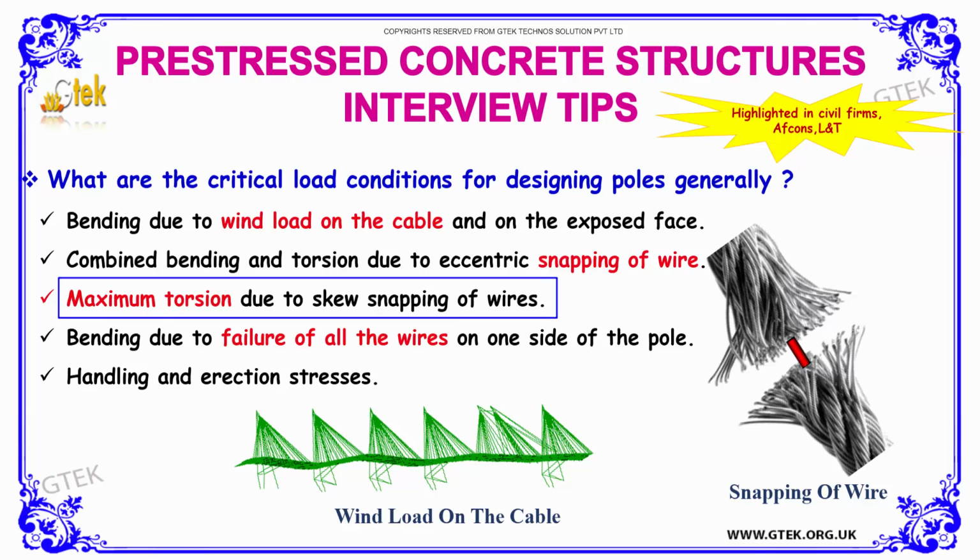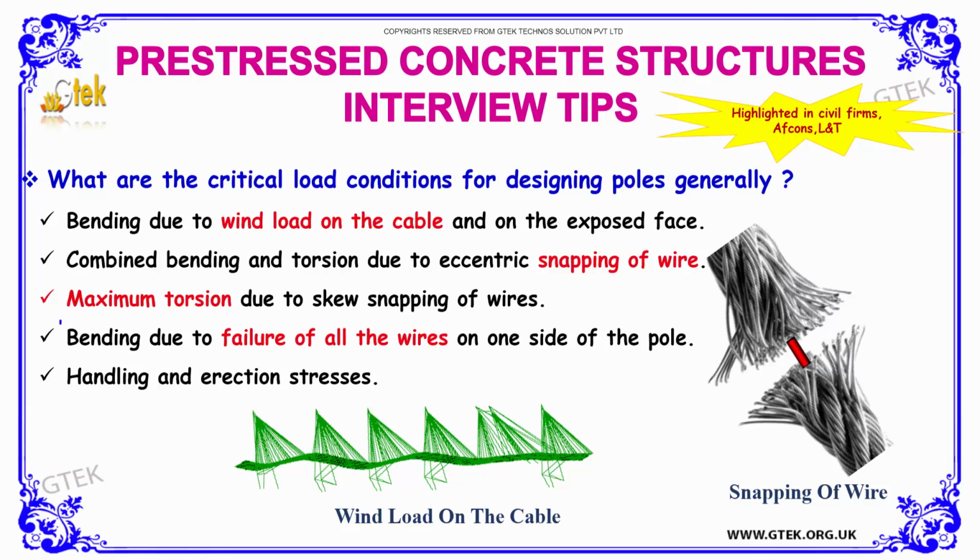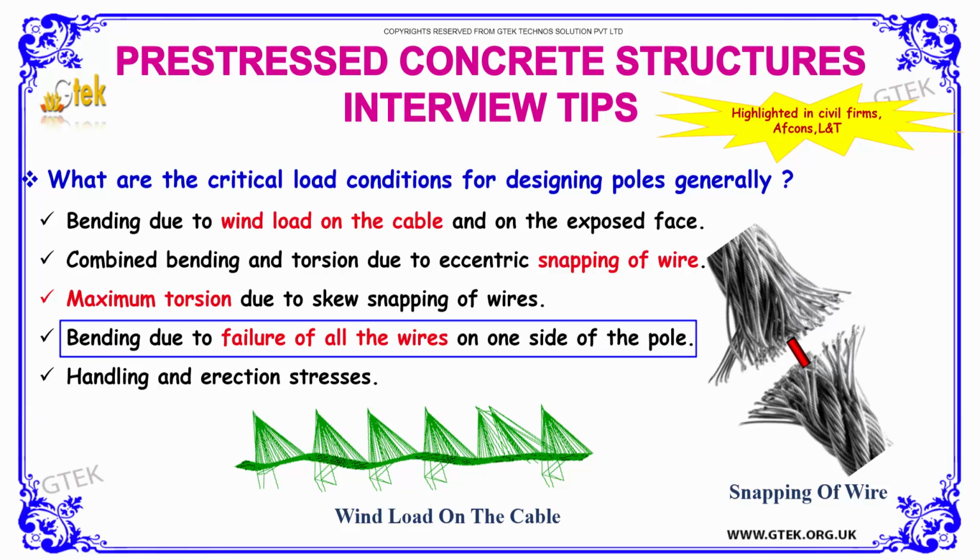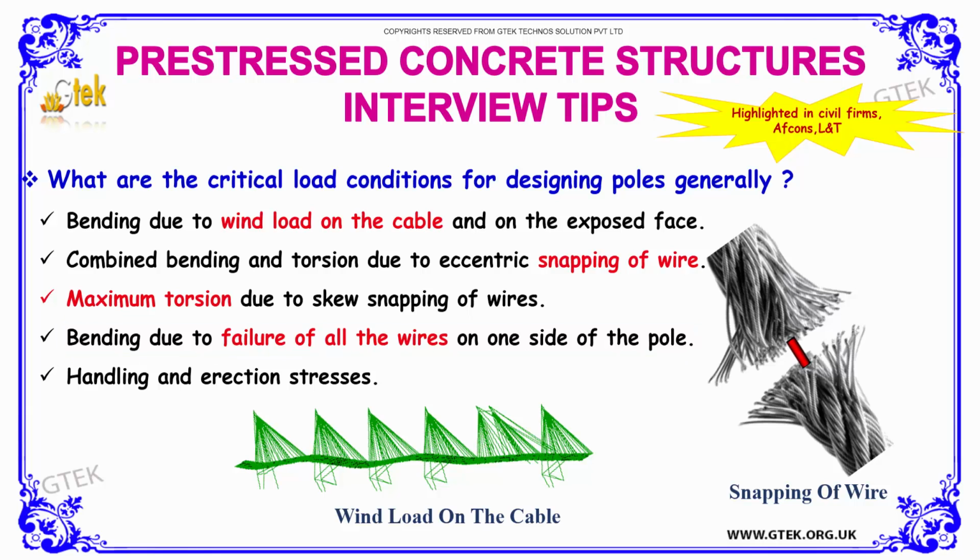The third condition is maximum torsion due to skew snapping of wires. The fourth condition is bending due to failure of all the wires on one side of the pole. The final condition is handling and erection stresses. So these are considered to be the critical load conditions for designing poles generally.